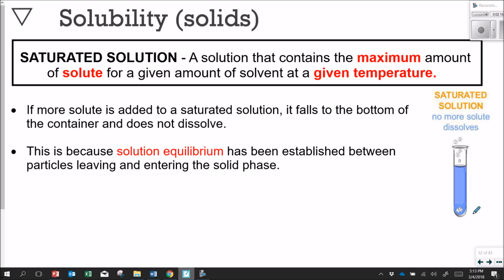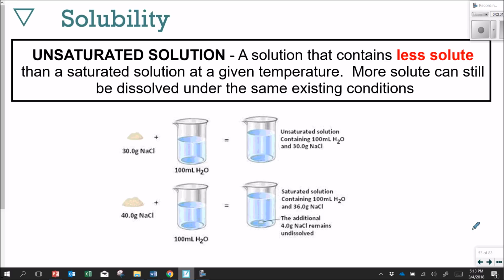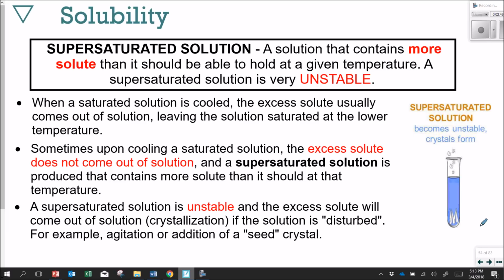If more solute is added to a saturated solution, it falls to the bottom of the container and doesn't dissolve anymore. This is because solution equilibrium has been established at that point. An unsaturated solution is a solution that contains less solute than a saturated solution at a given temperature. More solute can still be dissolved under the same existing conditions. A supersaturated solution is a solution that contains more solute than it should be able to hold at a given temperature, so it is very unstable.